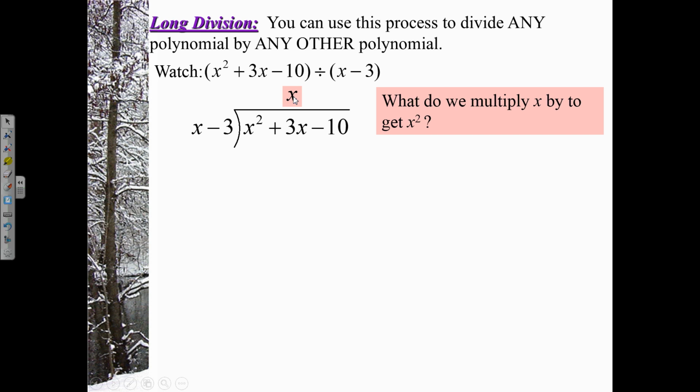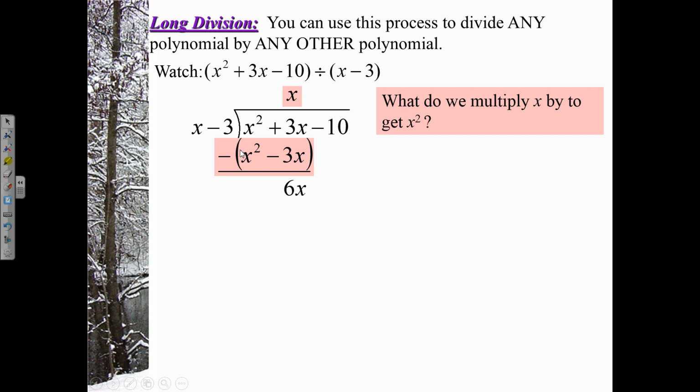After you figure that part out, now you're going to distribute this x with everything out here. So x times x is x squared, and x times negative 3 is negative 3x. You write that underneath each of these terms. When you use long division, you subtract. And don't forget, it's like x squared minus x squared, so those are going to cancel. Your first terms will always cancel. That's the reason that we chose x to put up here. When you do 3x minus negative 3x, it's like you're adding 3x. So that comes out to 6x.